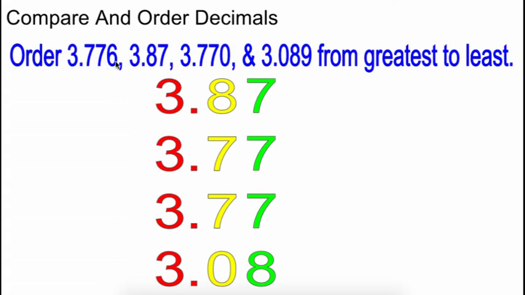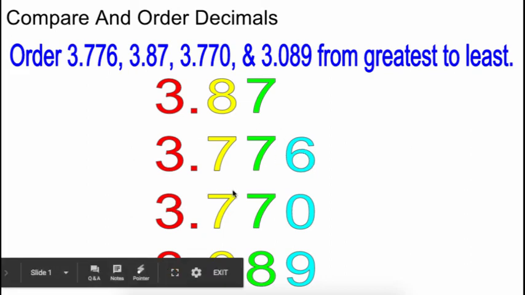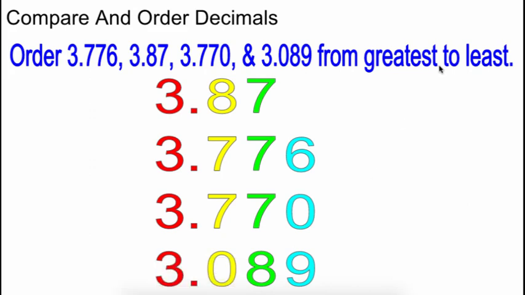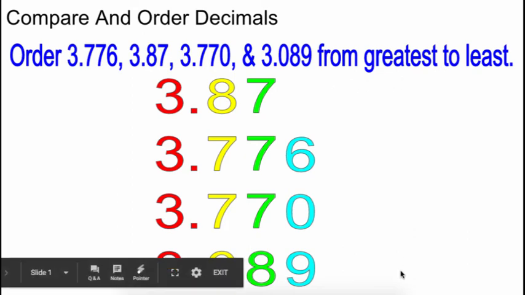3 and 776 thousandths and 3 and 770 thousandths. So if we're looking at the thousandths place, this one has 6 thousandths, this one has no thousandths. So the one with the 6 in the thousandths place is bigger, and then we finally have this one bringing up the rear. So we have 3 and 87 hundredths, 3 and 776 thousandths, 3 and 770 thousandths, and finally 3 and 89 thousandths.